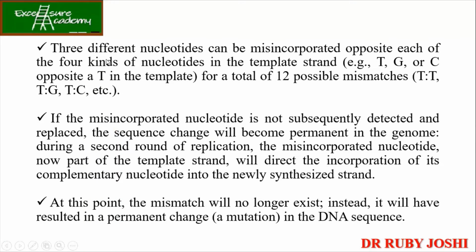Now, 3 different nucleotides can be misincorporated opposite to each of the 4 kinds of nucleotides, right? So what are the possible matches? Now अगर हम यहाँ पे ये देखें, so T, G, C opposite to T in the template. तो इसी तरह से अगर T के opposite में G आ सकता है, C आ सकता है, A आ सकता है. Similarly, G के opposite में T आ सकता है, C आ सकता है, A आ सकता है. So like this, in total we are going to have 12 possible mismatches. Correct?